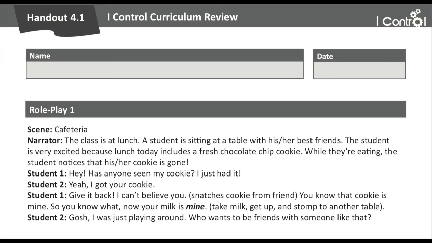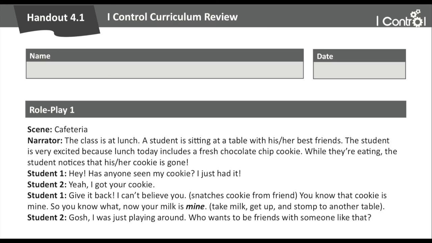Think about what happened in the story. It's understandable that Student 1 got mad at Student 2 because it's not right to take someone else's food, even if you're just playing around. However, Student 1 did not use self-control to think before reacting and did not make the situation any better by taking Student 2's milk. Training your brain to use self-control can help a situation like this one end differently. If Student 1 used self-control to manage their emotions, they could have explained to their friend that they didn't appreciate someone taking their food even if they were just playing around.